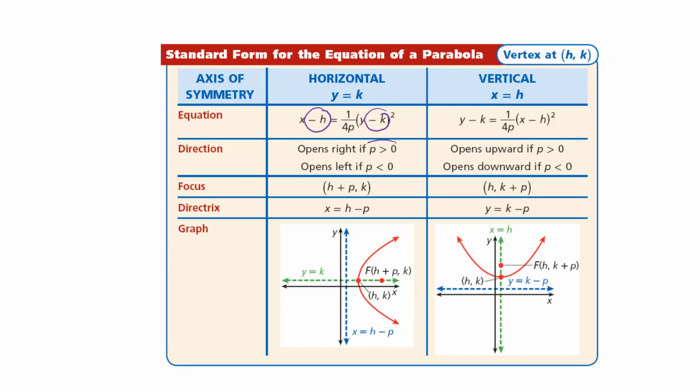Again, if p is greater than 0, it opens to the right on the horizontal. If it's greater than 0, it opens upward on the vertical. And of course, the negative will open to the left and downward. Our focus now is going to be at h plus p for our x component and k for our y component. And for the vertical, it's going to be h and then k plus p. It seems kind of complicated, but once we get started looking at it, you'll see that it's not that hard at all.